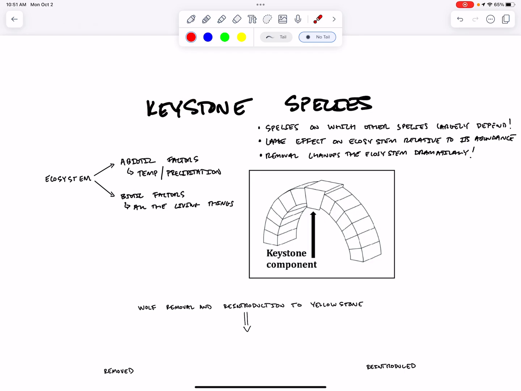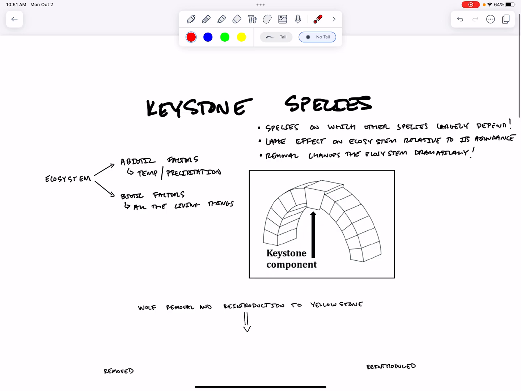We get this name, a keystone species, from the keystone of an arch. The keystone is the last piece that you put into an arch that holds the integrity of the structure all together, and its removal causes the entire structure to crumple. So we kind of use this metaphor of the keystone species to describe a species that is playing this particular role in the ecosystem. It's holding the entire ecosystem, the arch of the ecosystem, together.